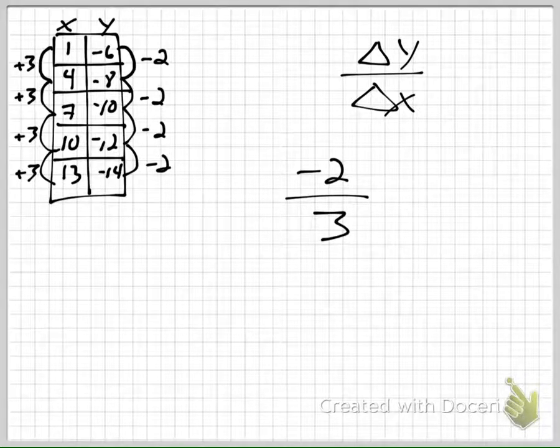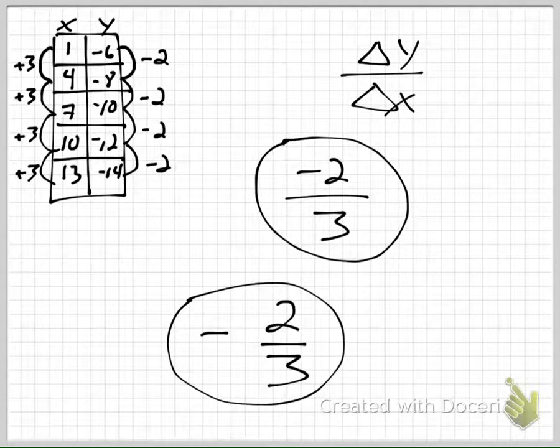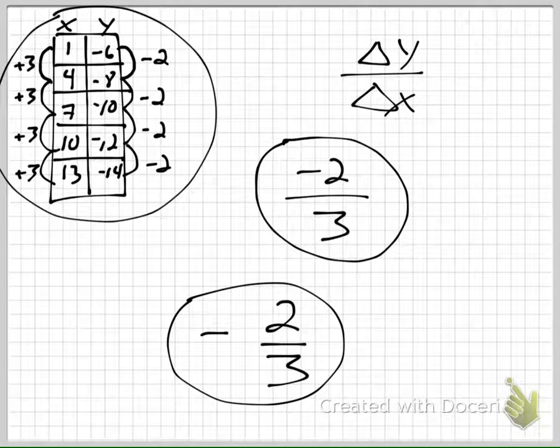The slope then, we don't leave it like this. What would I do to find the slope? It's negative 2/3. That's the slope. The slope of this line is negative 2/3. We know it's a line. How do we know it's a line? Because we looked at both the x's and the y's were consistent.